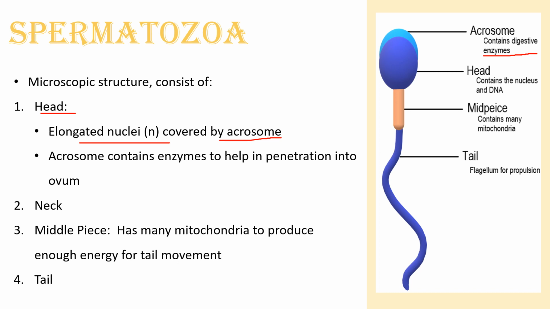ovum. Following this, there is a short neck region which connects to the middle piece. Middle piece contains many mitochondria, and this is required to provide energy to the tail region, that is actually flagellum, for propulsion of sperm through the reproductive tract.